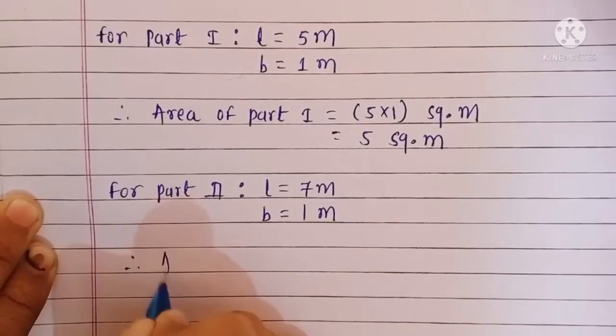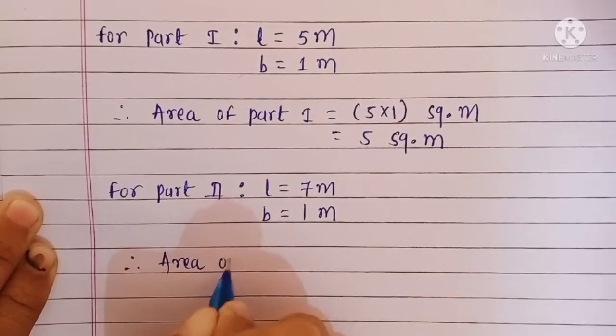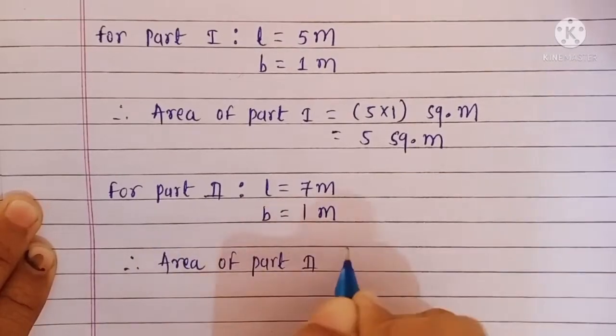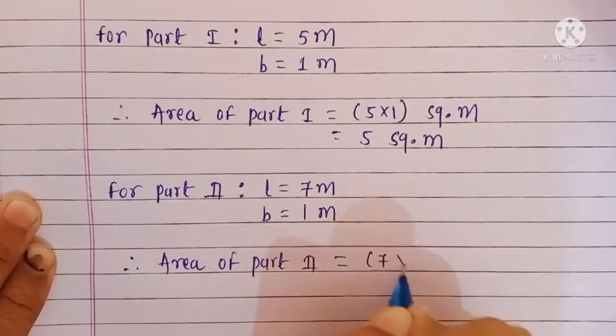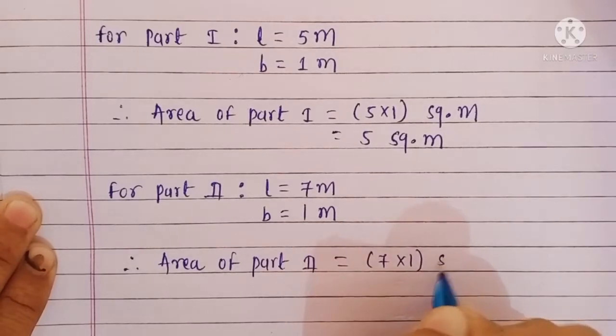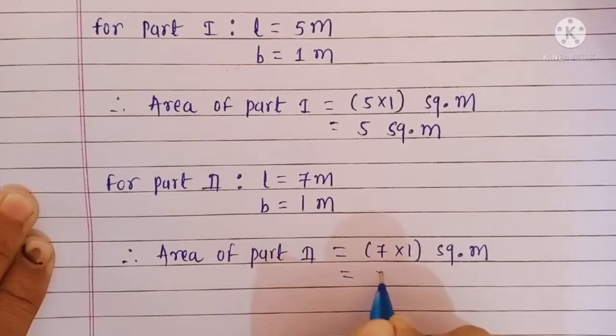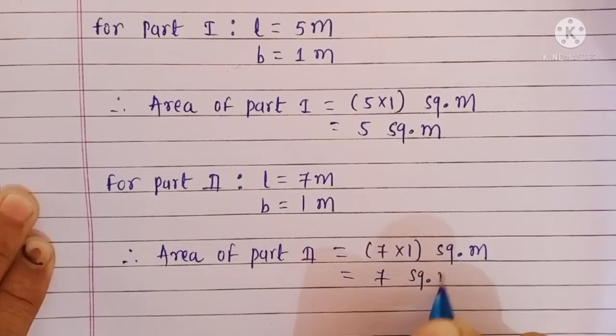Therefore, area of part 2 is equal to 7 multiplied by 1 square meter. 7 ones are 7 square meter.